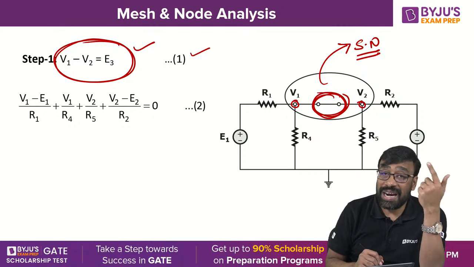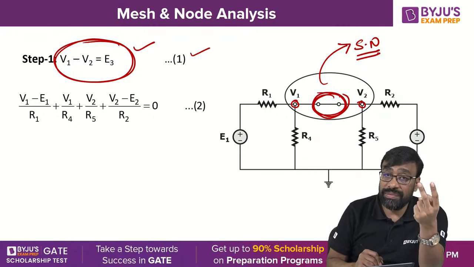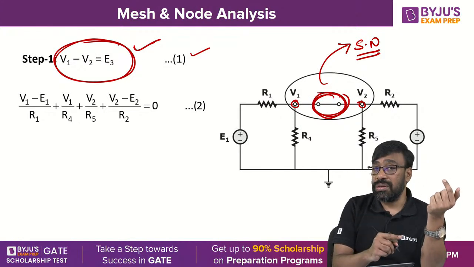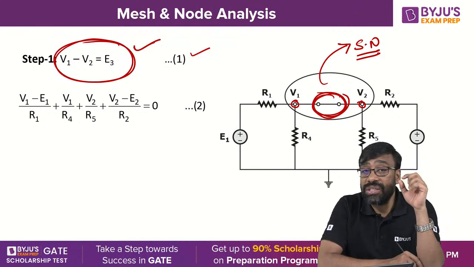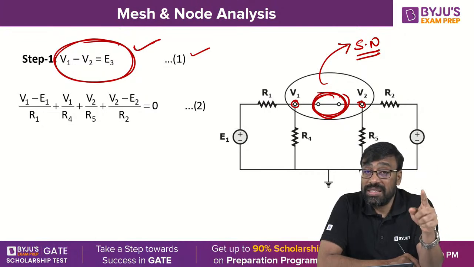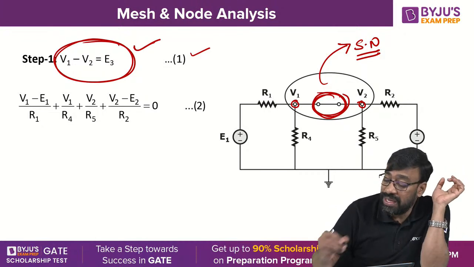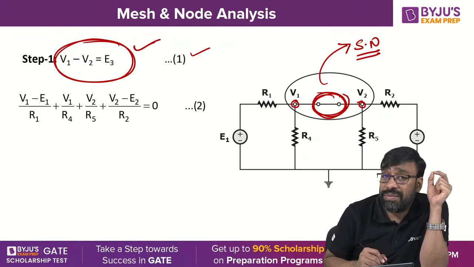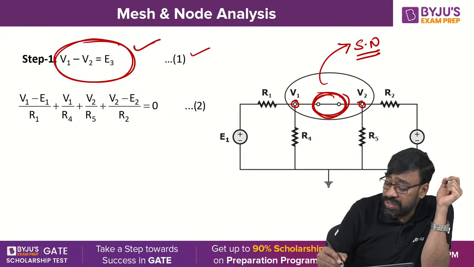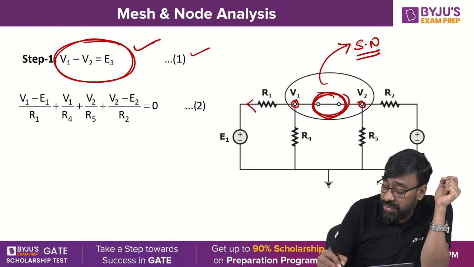Now, you require another equation because there are two variables V1, V2. Already you got one equation. To get another equation, you apply Kirchhoff's current law at the supernode. But when you apply KCL at the supernode, maintain the previous branch currents. What was the branch current flowing here? (V1 minus E1) by R1. What was the branch current here?